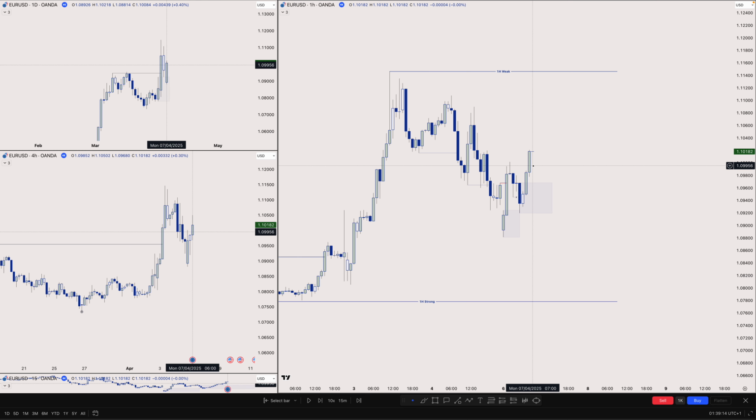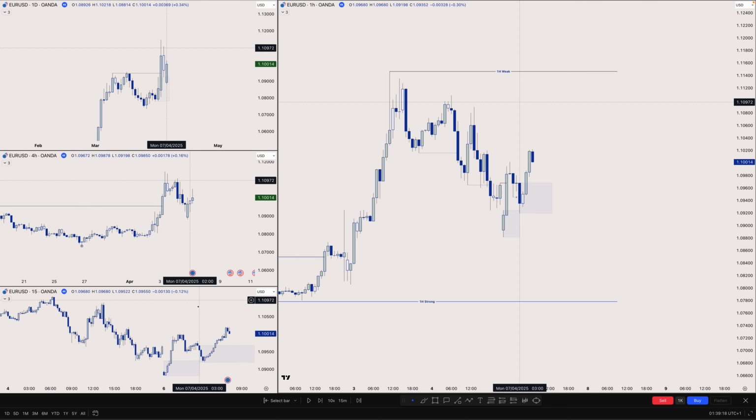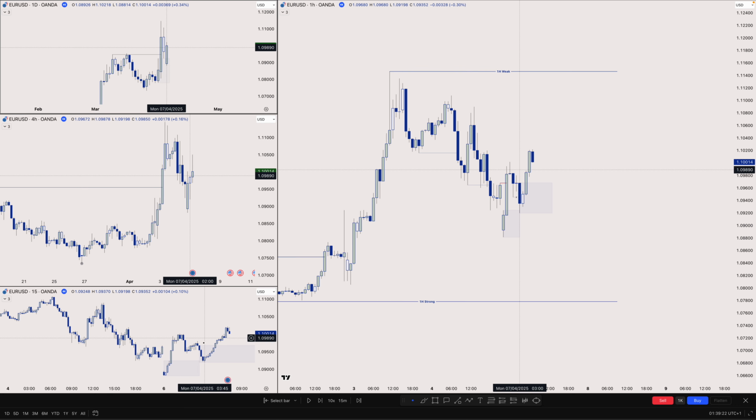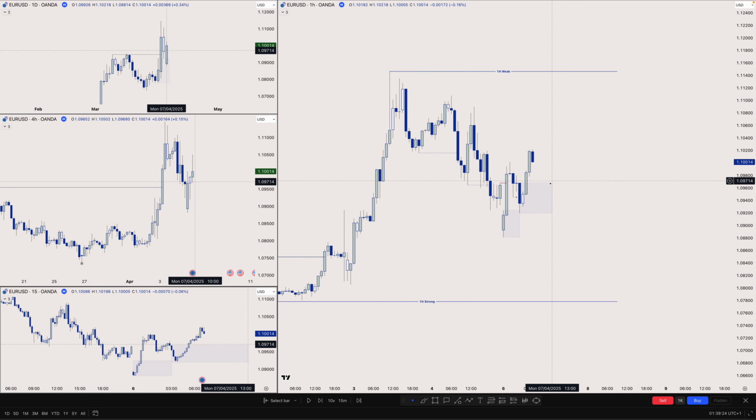This is the London session now, right? Okay, so this is my M15. M15 is my only execution time frame. I only go to M15 once we see the mitigation of the 1 hour that I'm interested in.